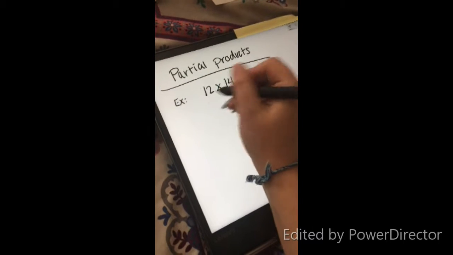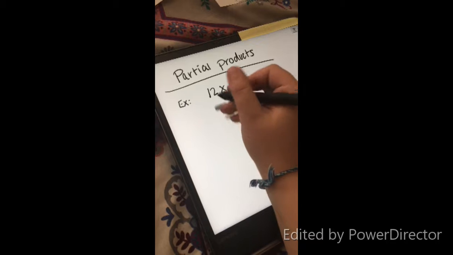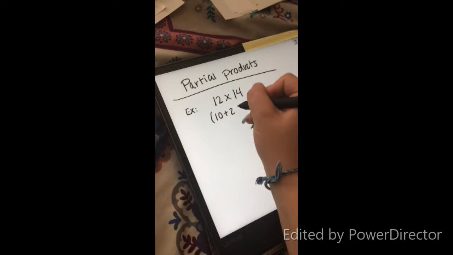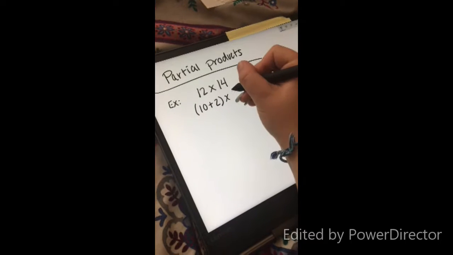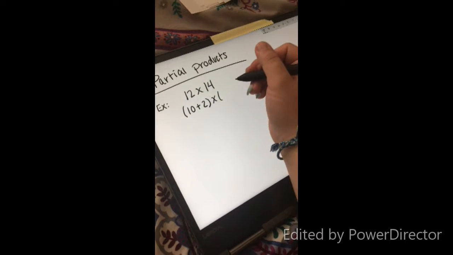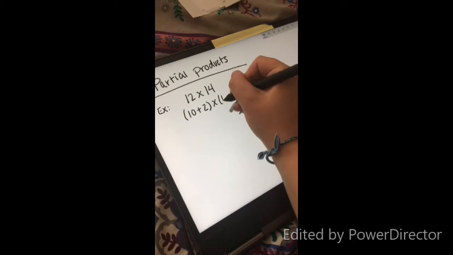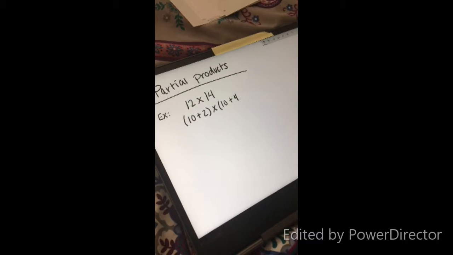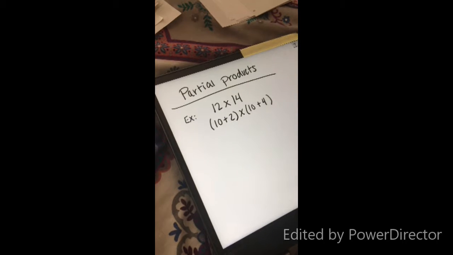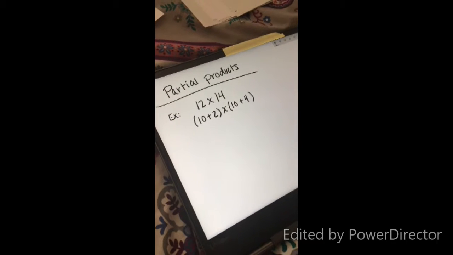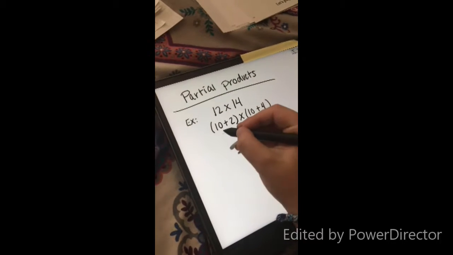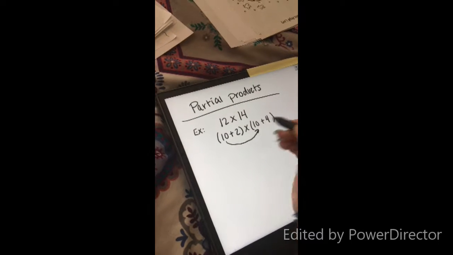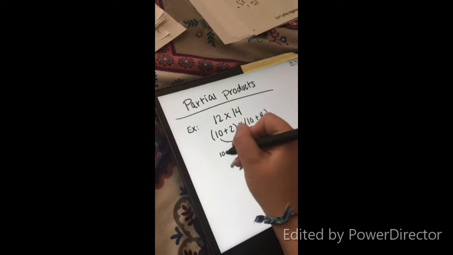So if you break 12 down into tens and ones, we get 10 plus 2. Now we're going to multiply that by 14, which you break down into tens and ones to get 10 and 4. We are then going to multiply. We're going to start with these numbers. So we're going to multiply 10 by 10, which gives us 100.